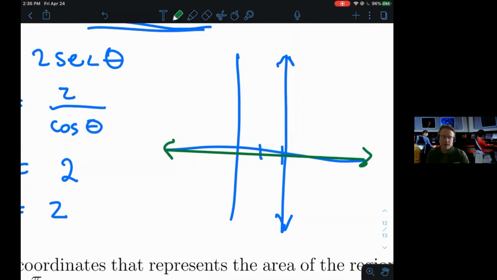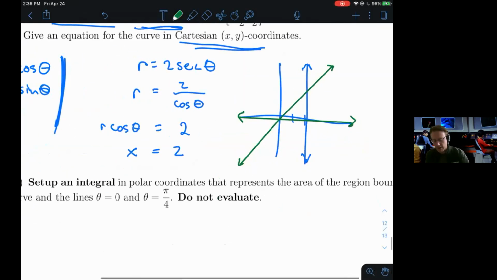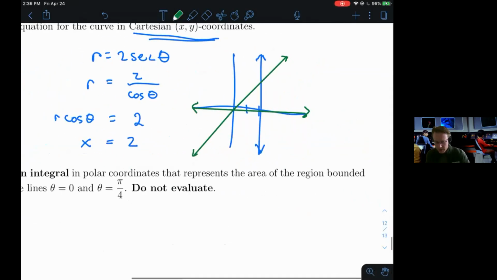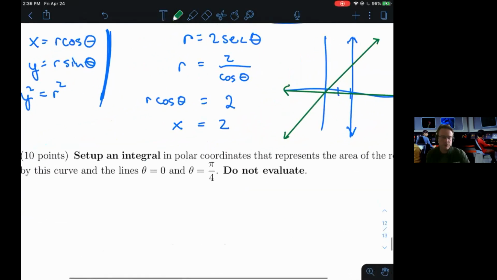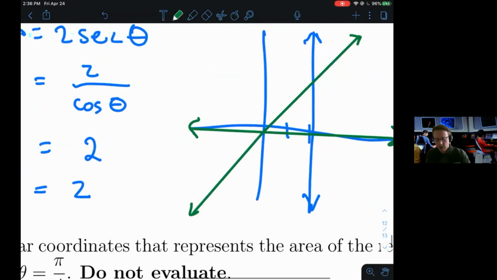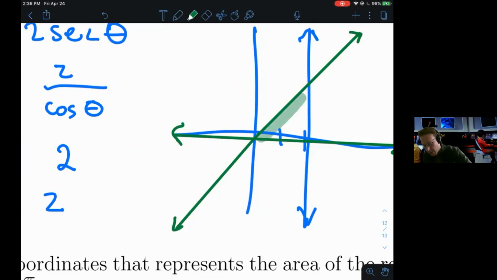Remember, you could have positive radiuses or negative radiuses. And then theta equals pi over 4. Remember, no restrictions on r here, right? r could be 1, r could be 2, r could be 3, so it looks anything like this. Could also go backwards, something like this. And we want the area of the region bounded by this curve and these two lines. So the only region that touches all three of these things, and is bounded by these three things, is this region right here, this triangle.